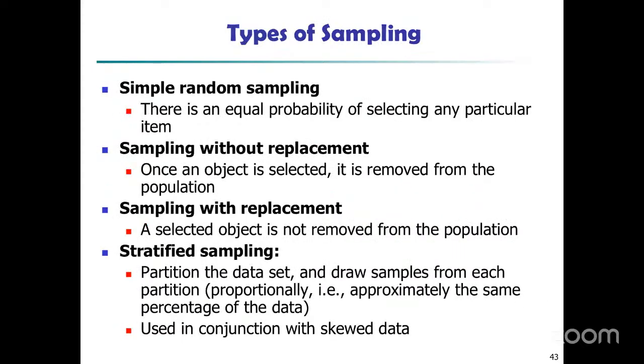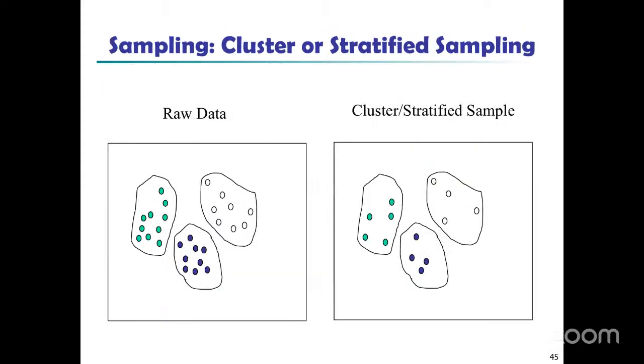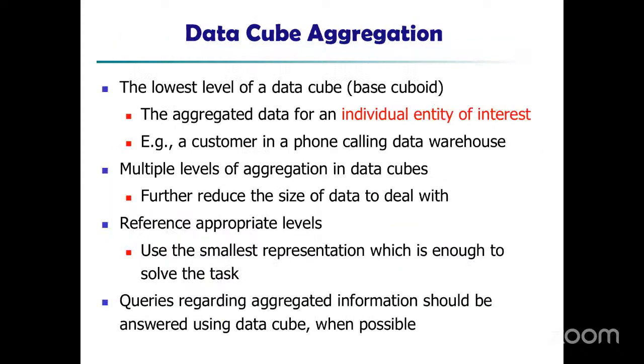When we see the types of sampling, there is simple random sampling, sampling without replacement, sampling with replacement, and stratified sampling. All these are not needed as of now. These are examples of cluster or stratified sampling. This is the raw data and this is the cluster data, right? Just see the colors: blue circles, green circles, white circles, grouping the related elements or components.